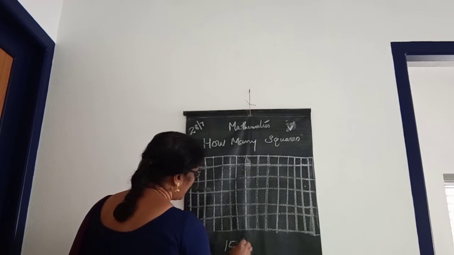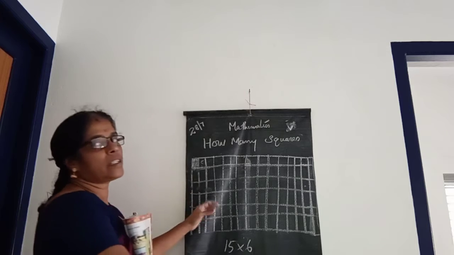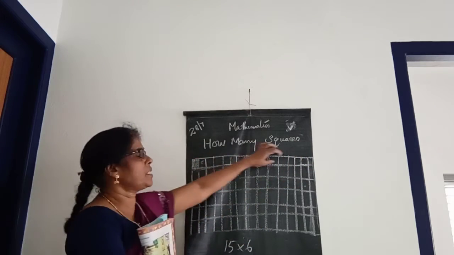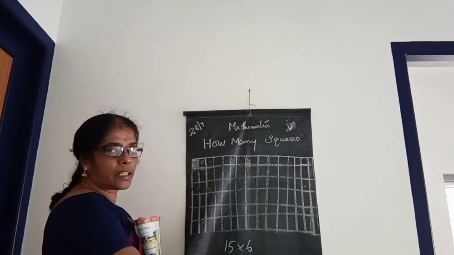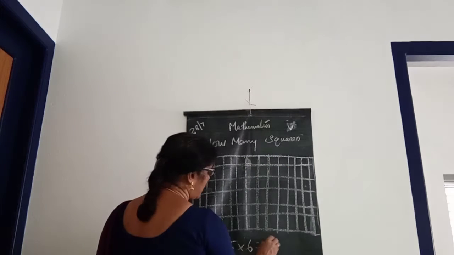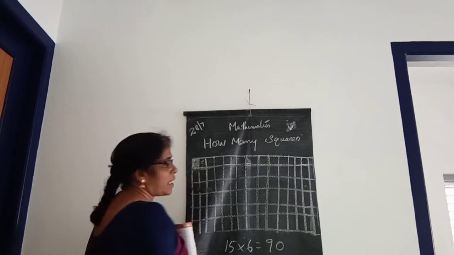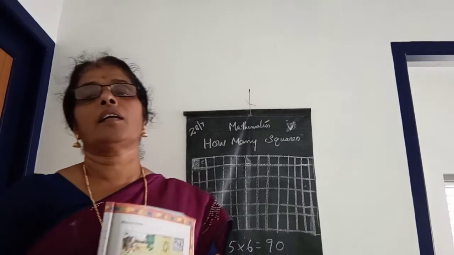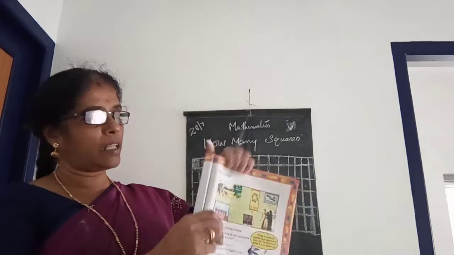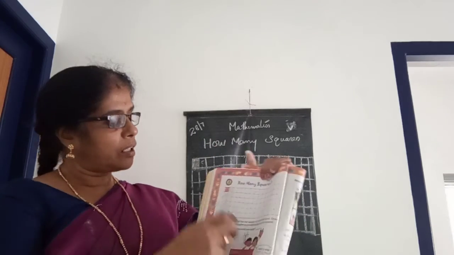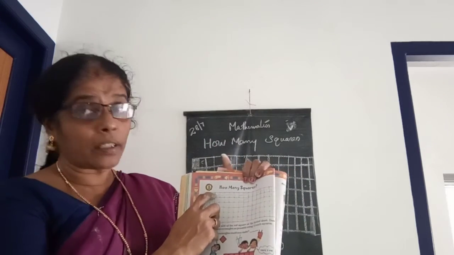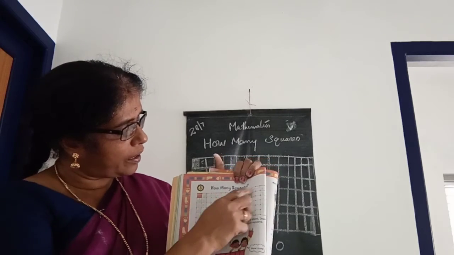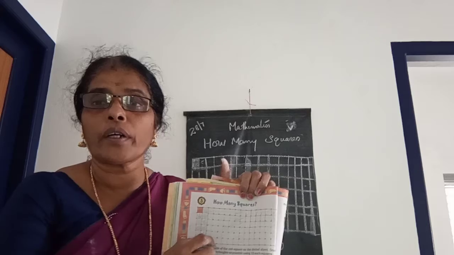15 into 6. Then how many squares can you see in this rectangle? Look here, 15 from this side and 6 from this side. Then 15 into 6. What is 15 into 6, children? 90. You can make 90 squares in this rectangle. Then you can join these dots, children. All of you join these dots, then you will get 90 squares.